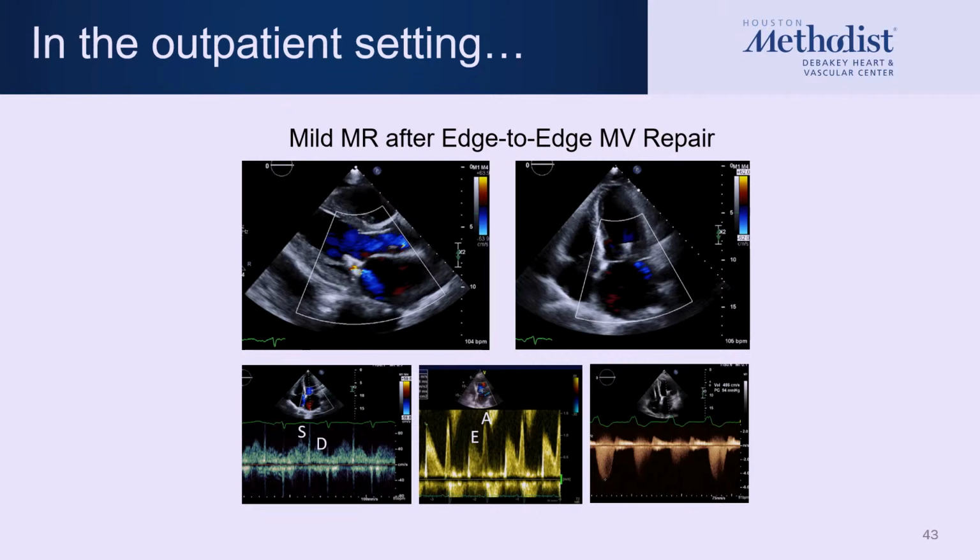In the outpatient setting, after TEER, there are some extremes that you may see, but here this is one extreme. It looks very mild. You really don't need anything else. The jet is very mild. The mitral inflow is also A-dominant. Pulmonary venous flow is fine.